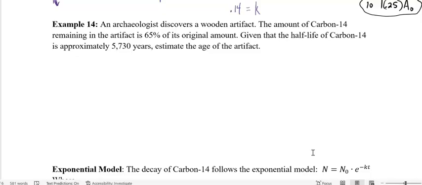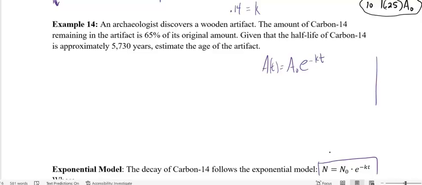So let's see. Same idea here. Somehow you know it's 65% of its original amount and you have the half-life. So I would say, okay, I have a function, we'll call it A. I have an initial amount, same idea. Down here in my notes I call it N. Doesn't matter. All right. So we need to find K, and then it's going to ask for the age. So this one's a little trickier.